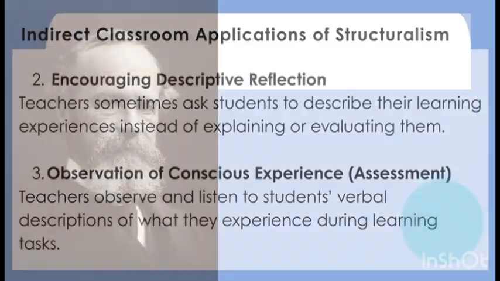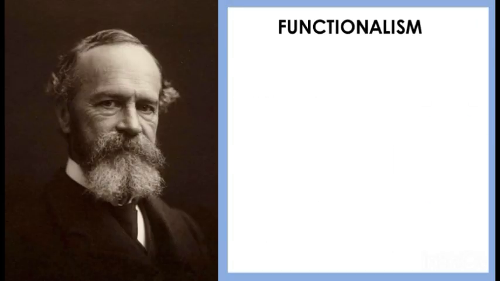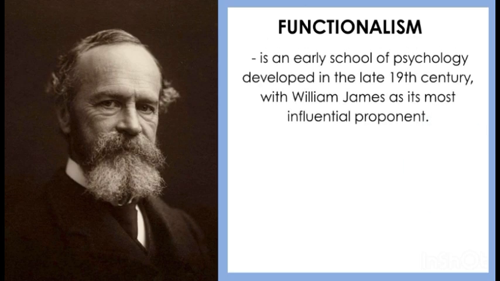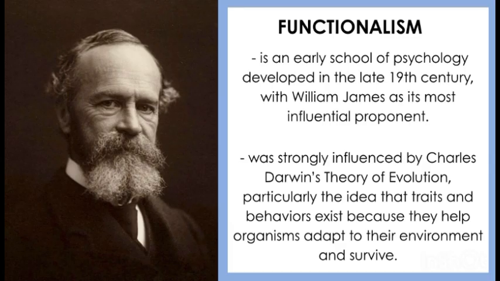So next, let's proceed to functionalism. Are you familiar with what functionalism is? Okay. So functionalism is a school of psychology developed by William James, and it was heavily influenced by Charles Darwin's theory of evolution. Functionalism focuses on how mental processes and behaviors help individuals adapt, survive, and function effectively in their environment. So unlike structuralism, functionalism does not ask what the mind is made of. Instead, it asks what the mind is for.